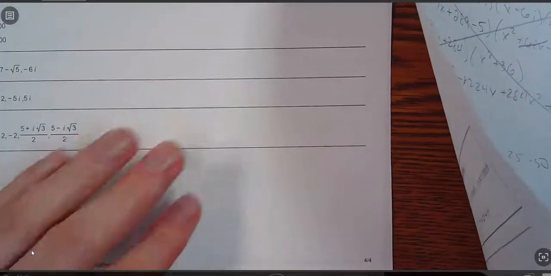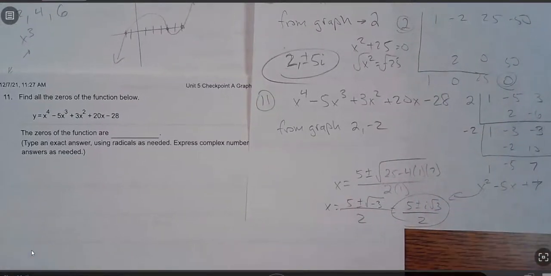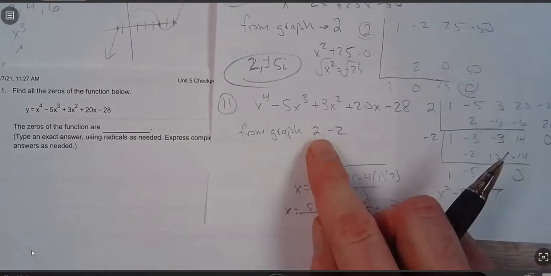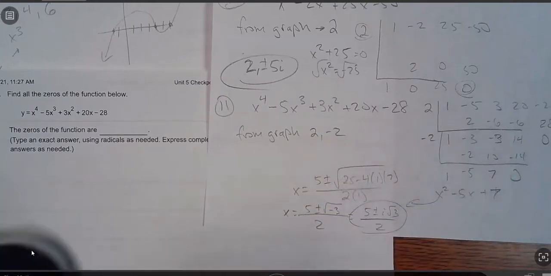Number 11, let's see. Here we go, number 11. Now find all the zeros. Same idea, it's like the same thing, except it's a quartic now. Well, from the graph, whenever I graph it, it looks like it crosses at 2 different spots. So let's go back.